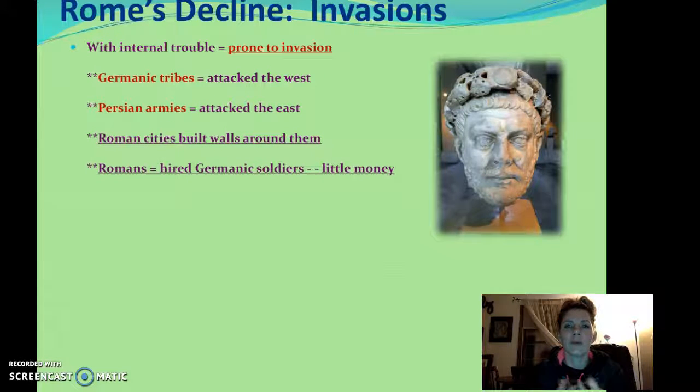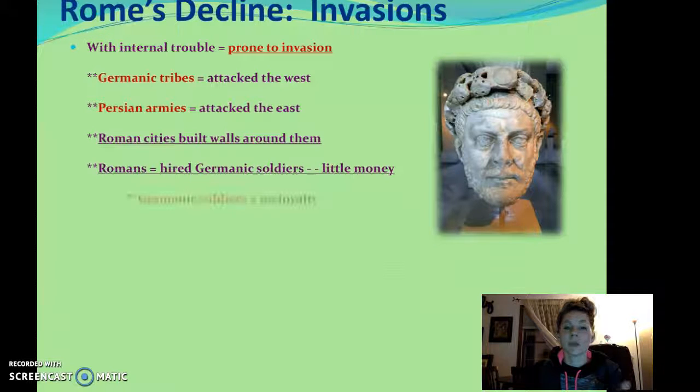So the two people they're going to worry about the most are the Germans coming from the west and the Persians coming from the east. Okay, so Rome is going to go on defense mode. So the people are already coming in because we have those open pockets. So the Roman cities are now going to build walls around them. They're going to try to protect them at all costs.